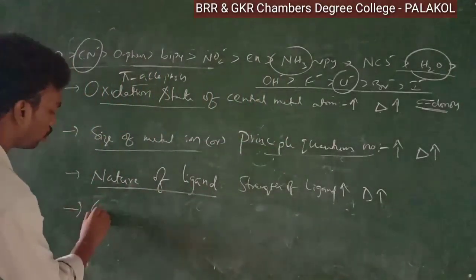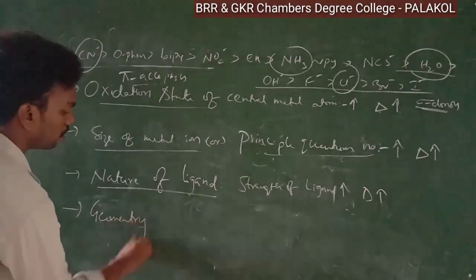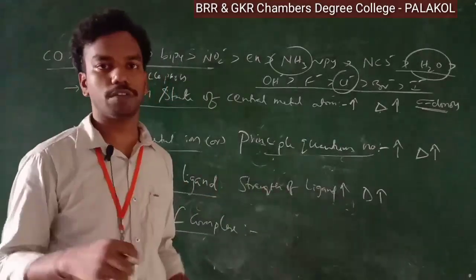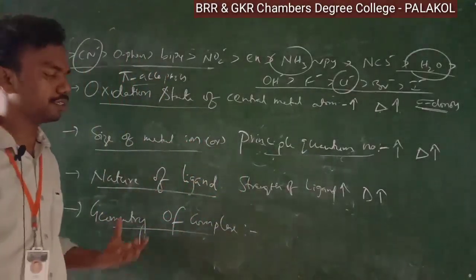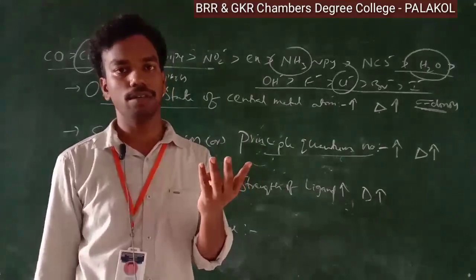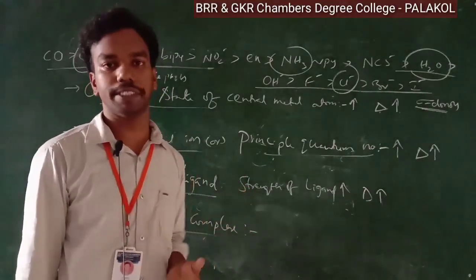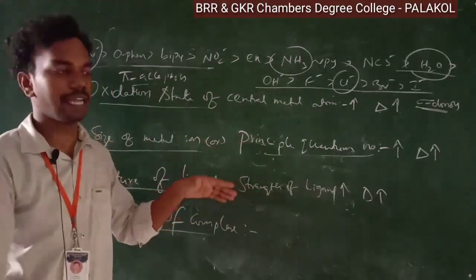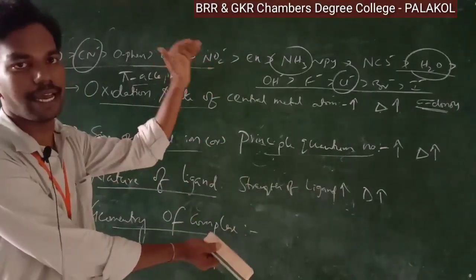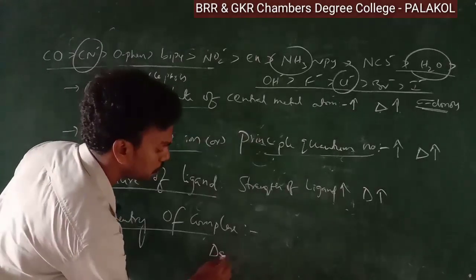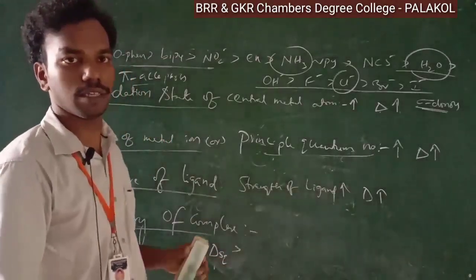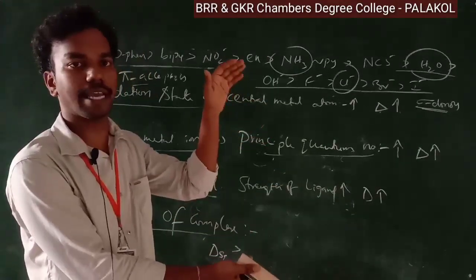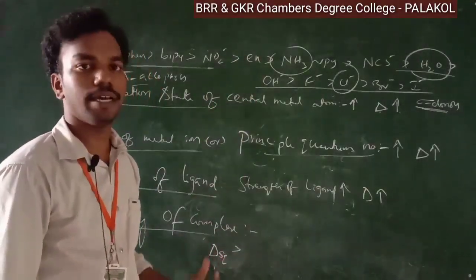Geometry of the complex, or number of ligands. If you have tetrahedral, octahedral and square planar, which one has more CFSE? If you see the splitting, the third one, square planar, has more splitting. There is a large difference between lower energy and higher energy. That means square planar, delta SQ, has the higher crystal stabilization energy. If you see the splitting of d orbitals in square planar, the energy gap between lower energy and higher energy is more. That's why in square planar complexes the crystal stabilization energy is more.